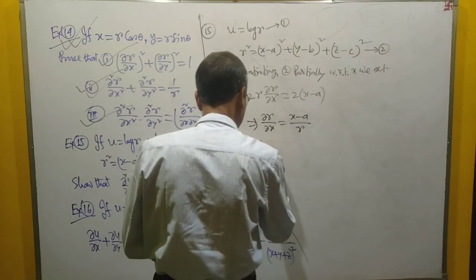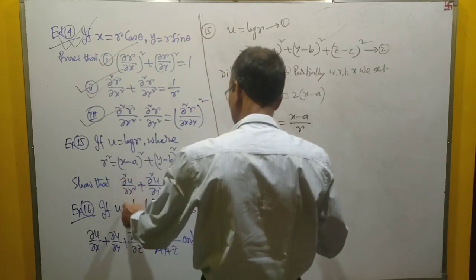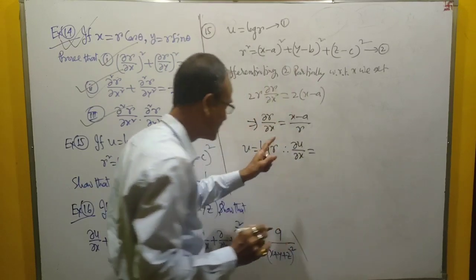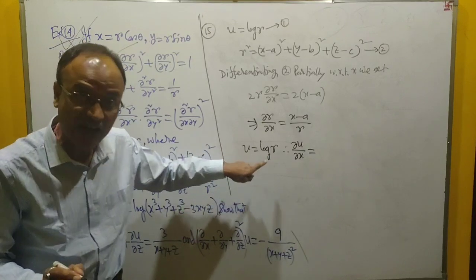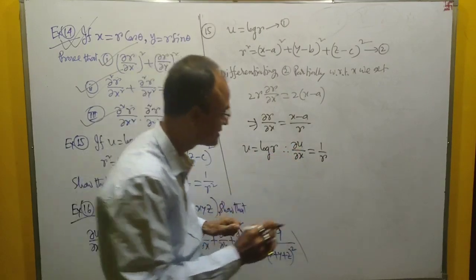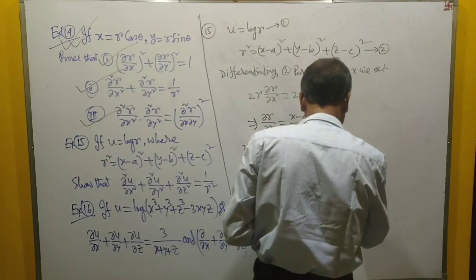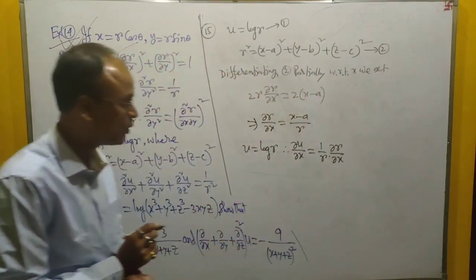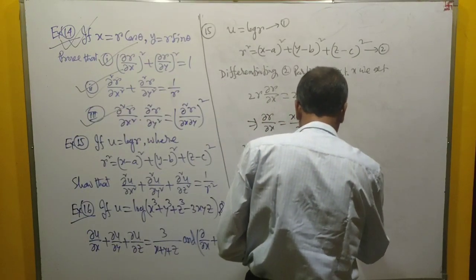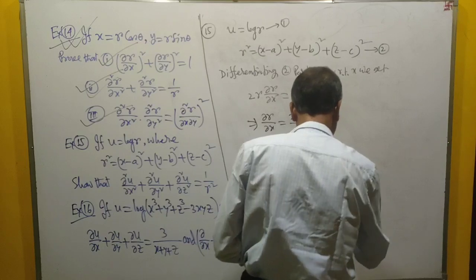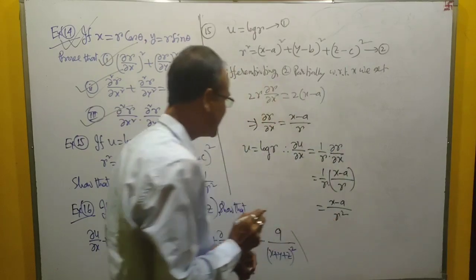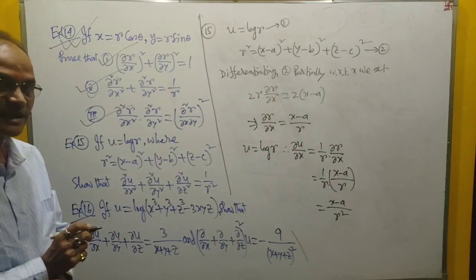u equal to log r. You have to find del u by del x. Therefore, del u by del x equal to differentiate this with respect to r. You will get 1 by r. But you are differentiating partially with respect to x, so you will have to write del r by del x. 1 by r into del r by del x. This is equal to 1 by r into x minus a divided by r, which is x minus a by r square. Del u by del x equal to x minus a by r square.